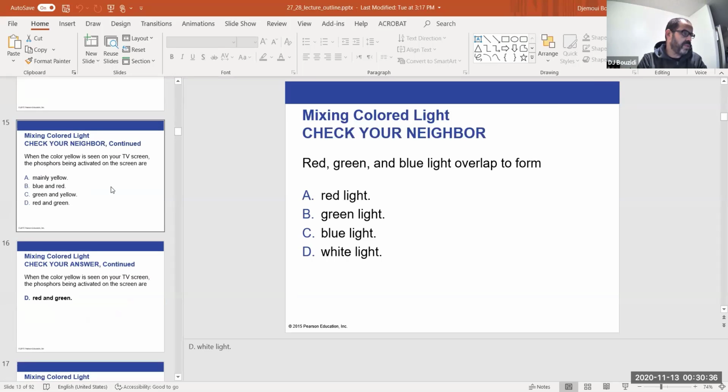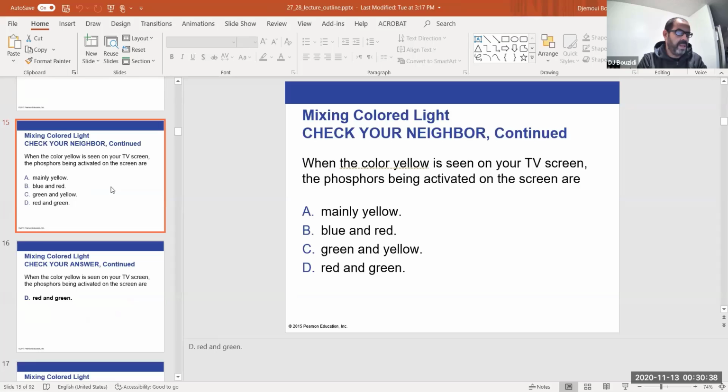Again, all of these questions have to do with that previous one. When the color yellow is seen on your color TV, the phosphorus being activated on the... this is talking not about the modern day technology, because it uses different technology completely. It's talking about the tubes, basically, the old tube TVs.